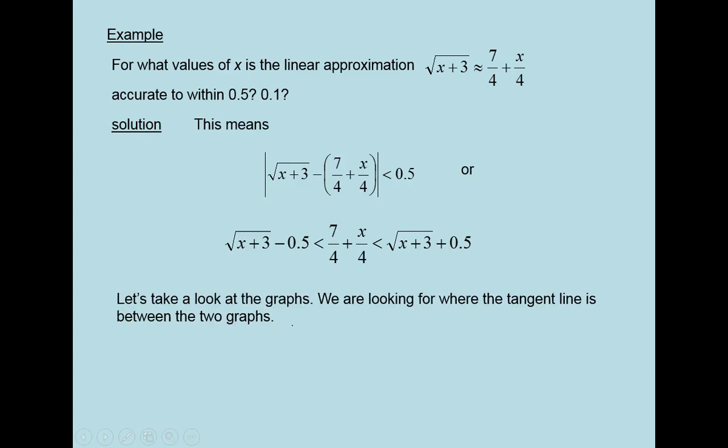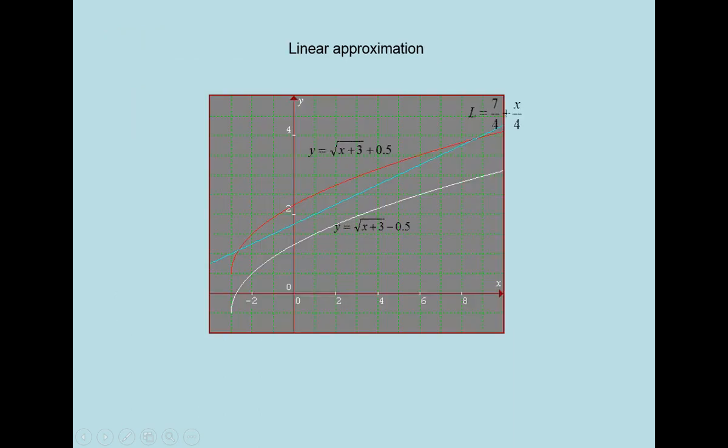So let's take a look at this graphically. We can see where the line is between those two functions, and we notice negative 2.66 to 8.66. So any value of x that we plug in between negative 2.66 and 8.66 to our linearization, the answer will be within 0.5 of the actual function at that value.